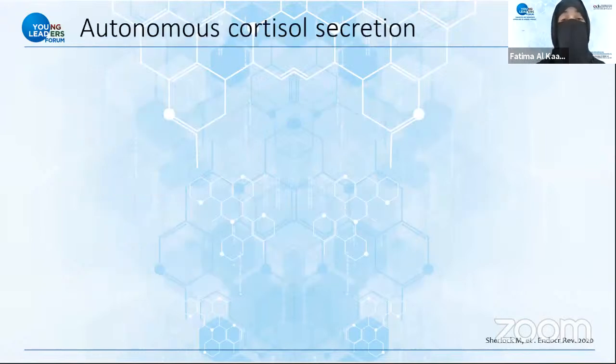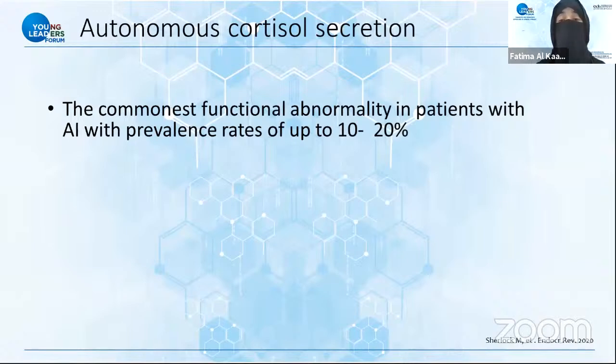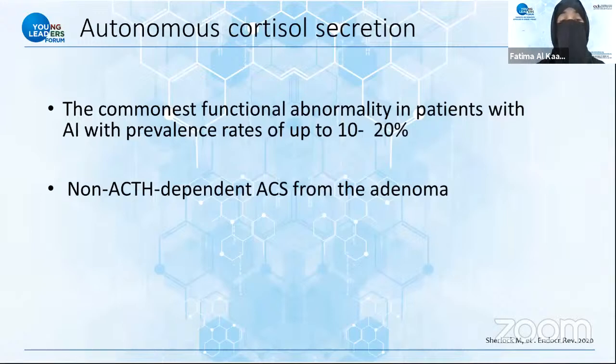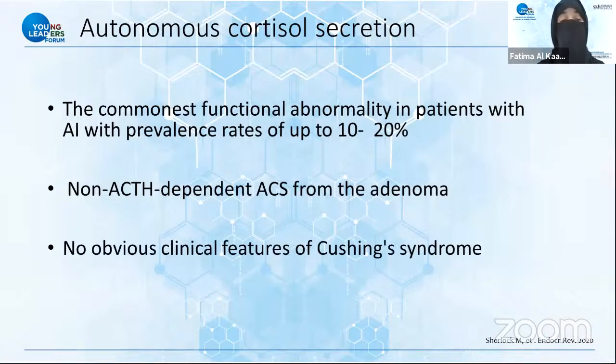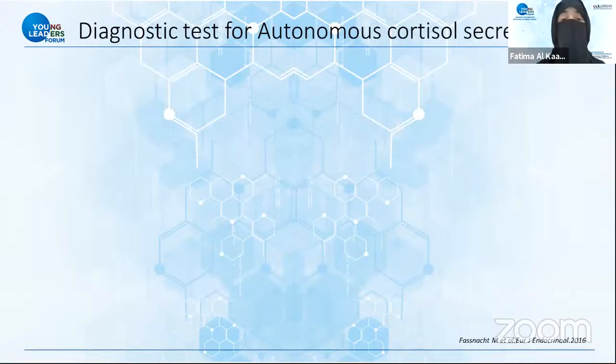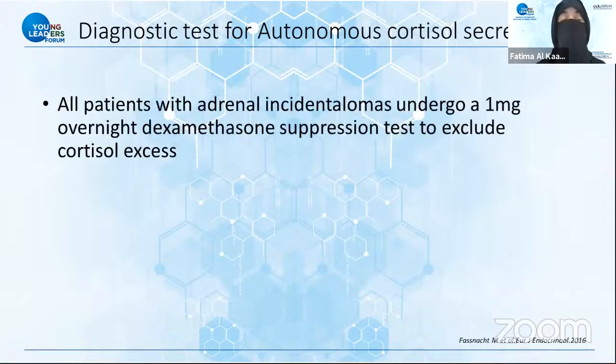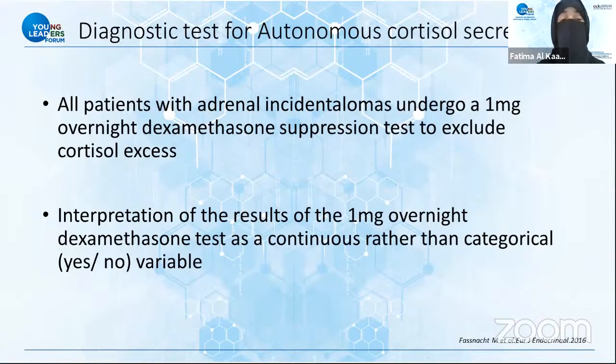I will start with autonomous cortisol secretion. It is the commonest functional abnormality in patients with adrenal incidentaloma, with a prevalence rate of 10 to 20%. And it is non-ACTH-dependent autonomous cortisol secretion from the adenoma, with no obvious clinical features of Cushing syndrome. For the diagnostic test for autonomous cortisol secretion, almost all the guidelines recommend that all patients with adrenal incidentaloma should undergo a 1 milligram overnight dexamethasone suppression test to exclude cortisol excess. And the interpretation of the result of the 1 milligram overnight dexamethasone test should be as a continuous rather than categorical variable.